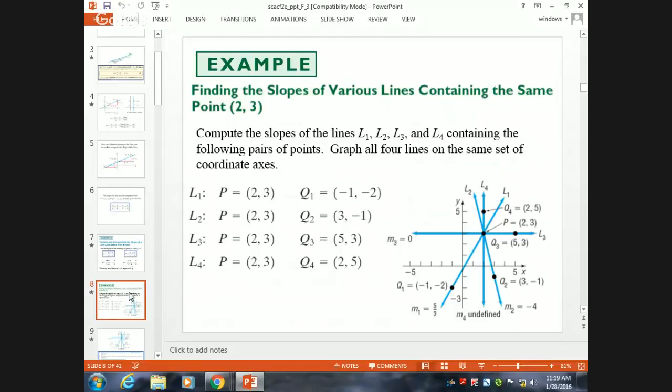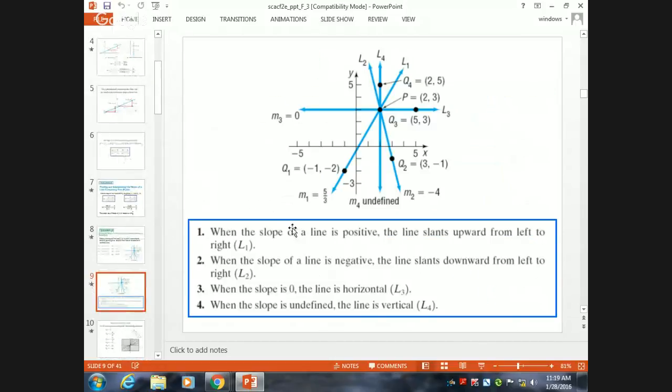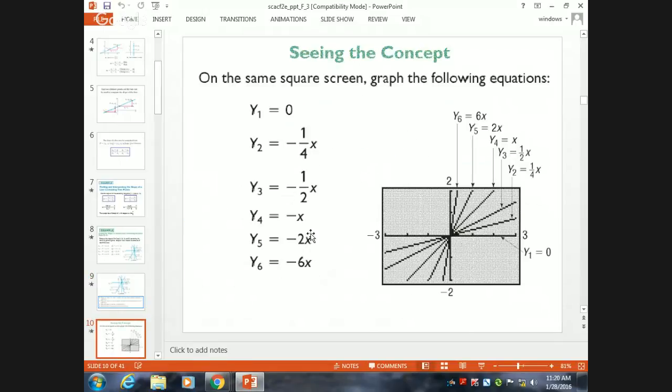Okay? And the nice number 9, they actually summarize that for you. They don't summarize the less than or greater than the 1 quantity, but at least, hey, if it's positive, you're looking at a line going uphill from left to right. Negative, you're looking at a line that goes downhill from left to right. 0, you're looking for a flat line. Undefined, you're looking at a vertical line. Okay?